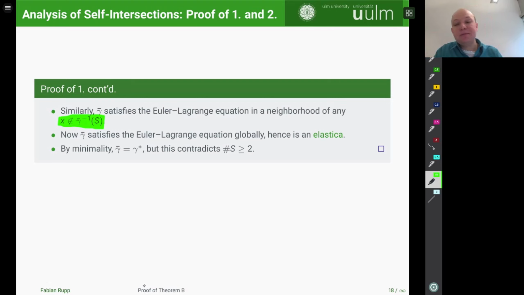Then, by minimality, it has to be the figure 8 elastica. But the figure 8 elastica does only have one single point of self-intersection, right? It's the 8 shape which only intersects at the origin, right? Here.